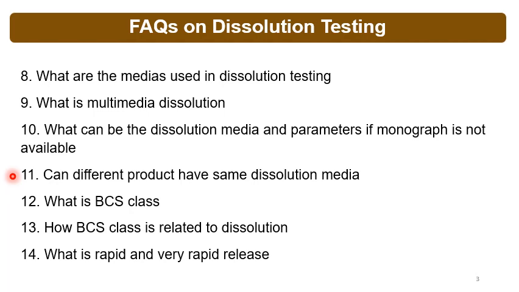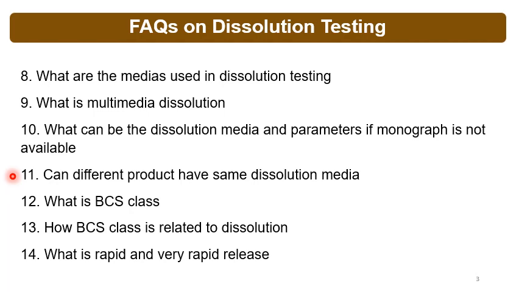So these have 4 classes: class 1, 2, 3 and 4. Class 1 are highly soluble and highly permeable molecules. Class 2 are low soluble, highly permeable molecules. Class 3 are high soluble, low permeable molecules. And class 4 are low soluble and low permeable molecules.